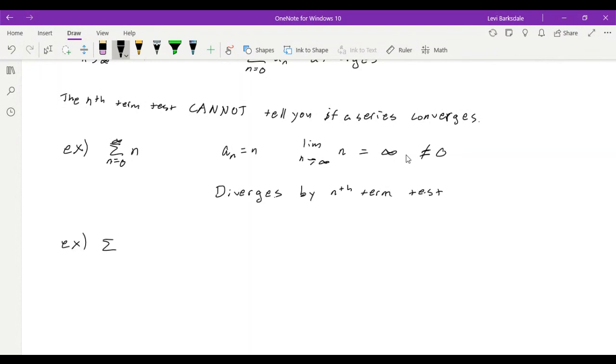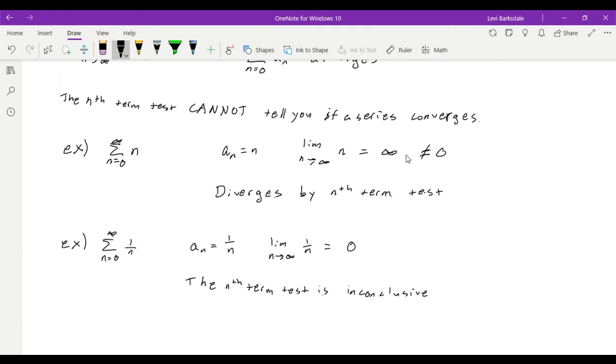Let's do another example. Here our sequence is 1 over n. The limit as n goes to infinity of 1 over n is 1 over infinity, which is 0. Because we got a 0, we can't necessarily make a conclusion. So we'd have to say the nth term test is inconclusive.